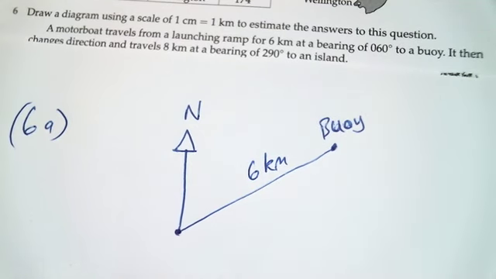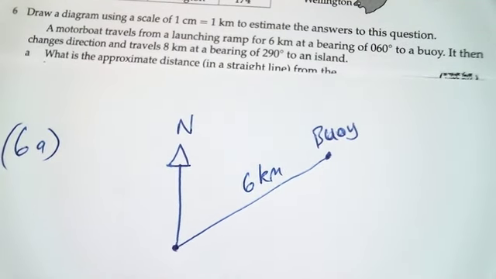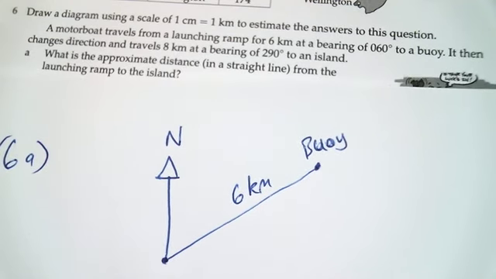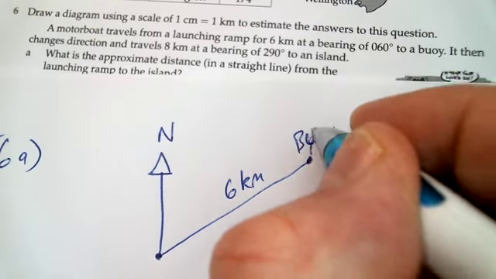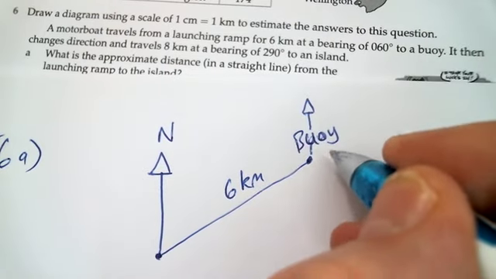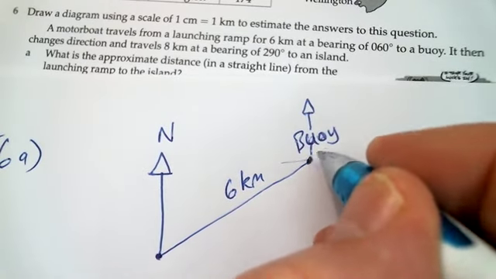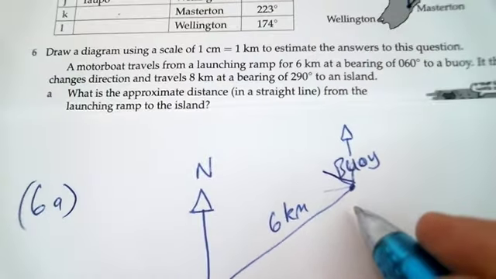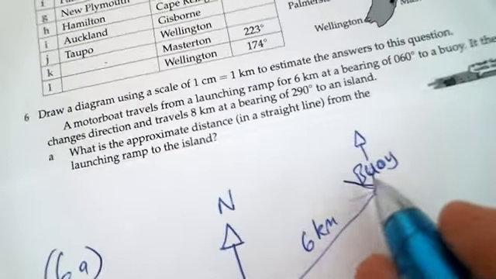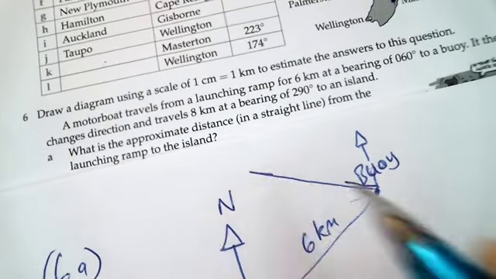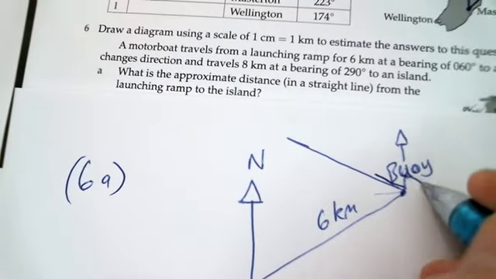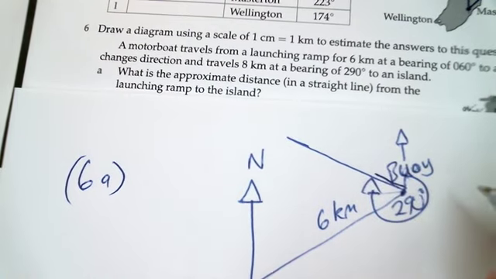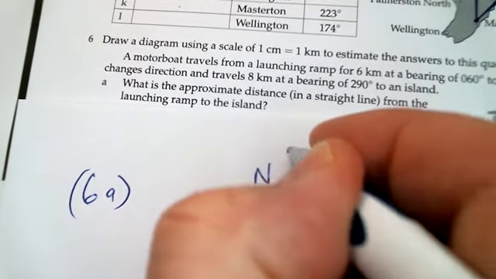It then changes direction and travels 8 kilometers at a bearing of 270. Sorry, 290. So that's north again. 270 is that way, so 290 is this way here. So it's going to go 290. How far does it go? 8 kilometers. So we're going to be off the page here a bit. So there is a bearing of about 290. And we end up over here somewhere.